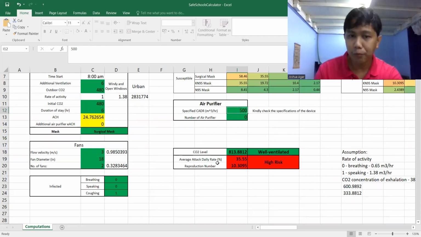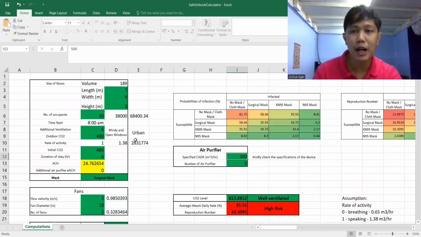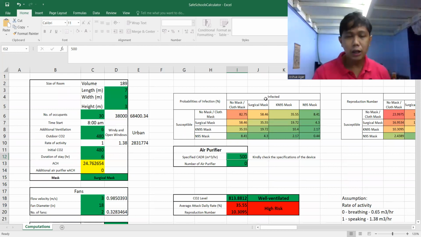And of course, in terms of COVID-19 risk, you will also be determining the average daily attack rate. So that's your probability of infection, and this is the reproduction number. So if there's one coughing case, how many people will be infected in that specific scenario in the classroom, given those parameters that you've given.